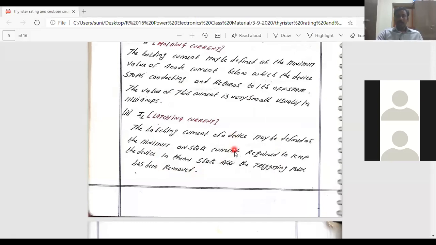Okay, so that particular current may not be considered as a latching current. The latching current is the current which keeps the device in the conduction state after the removal of the triggering pulse. That particular value is going to be the latching current value. It is also generally in terms of milliamps.